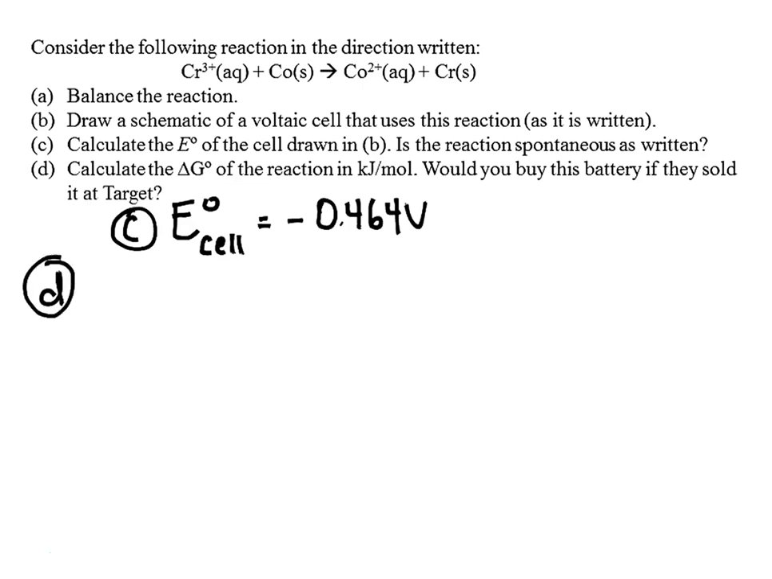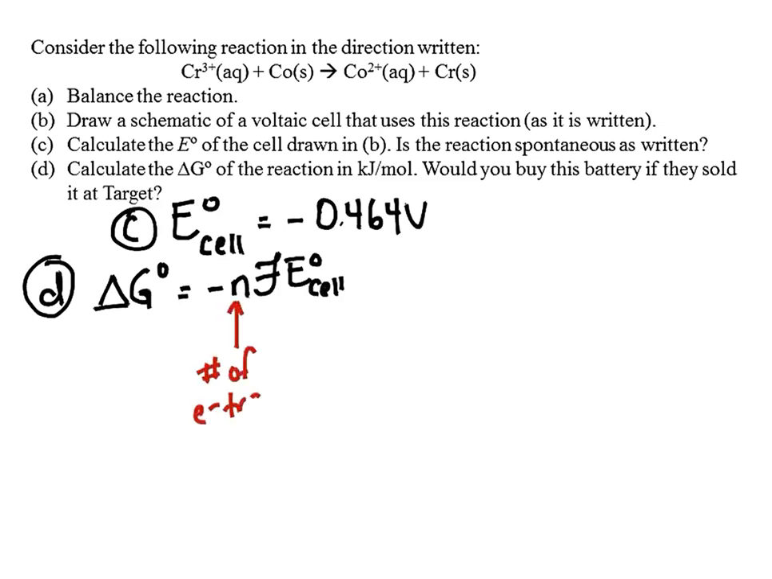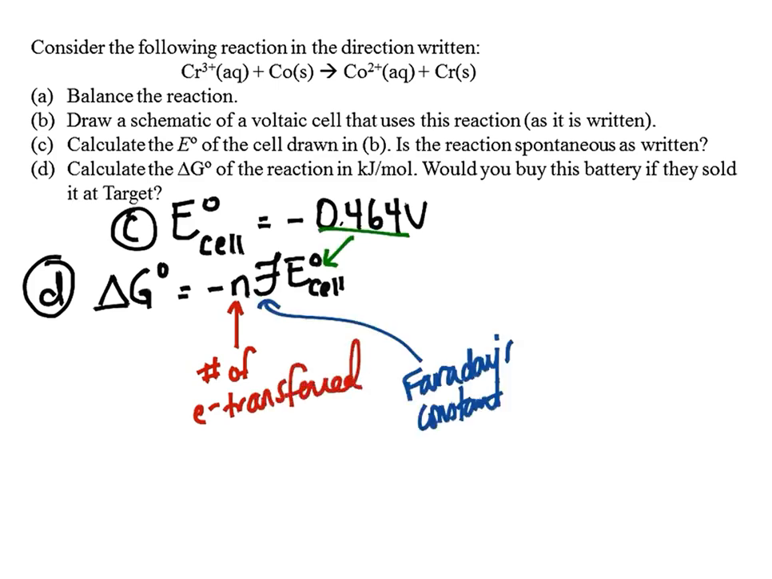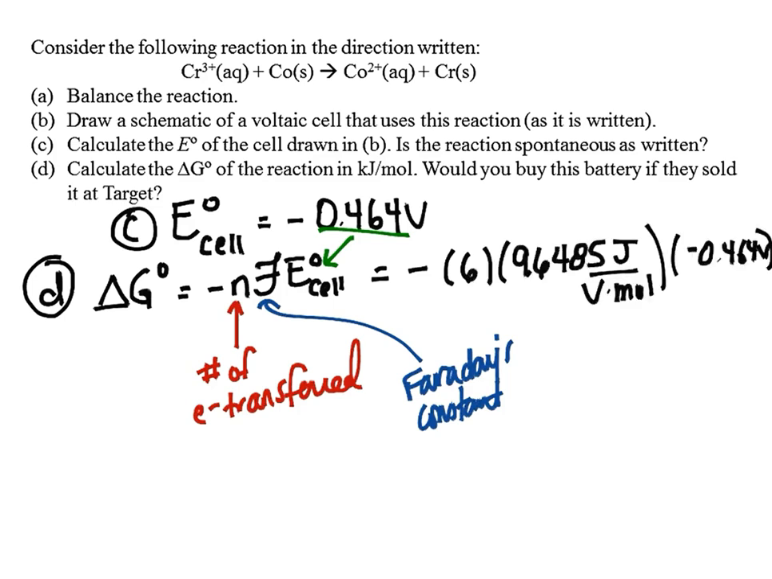Part D, calculate delta G. So from part C, we know the potential of this cell is negative 0.464 volts. We use this equation, which is on the yellow sheet. And you're going to plug in number of electrons transferred for N. That's moles of electrons transferred. In this case is 6. F is Faraday's constant, which is in the fourth one down on your yellow sheet. And then we plug in all the numbers that we need to plug in.